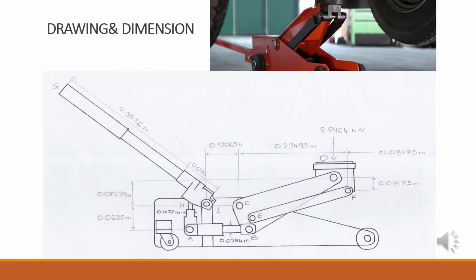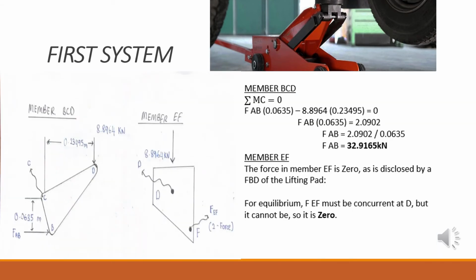This is the final diagram drawing and dimensions that my partner and I assumed, to make it easy to imagine the parts inside the floor jack. So next we go to the first system. So what can we see? The diagram of a hydraulic floor jack from my simple drawing.